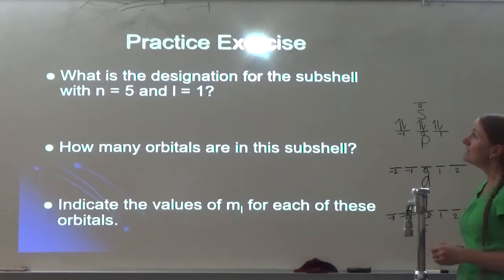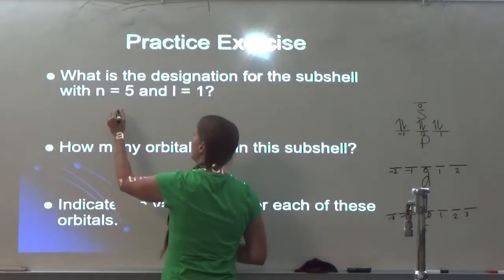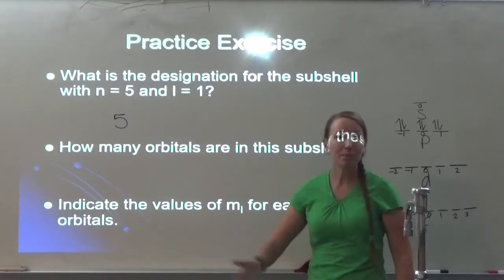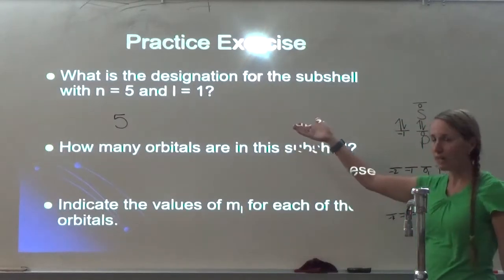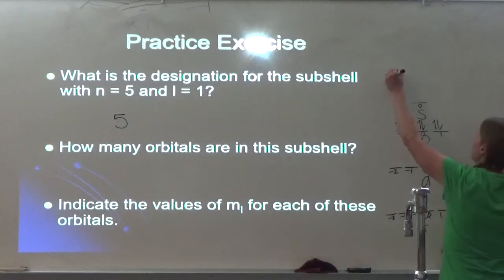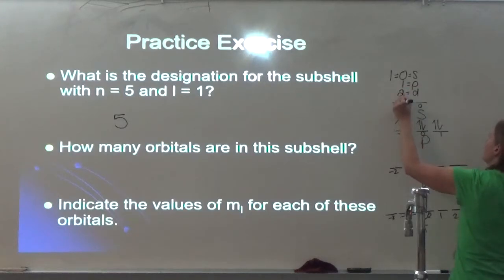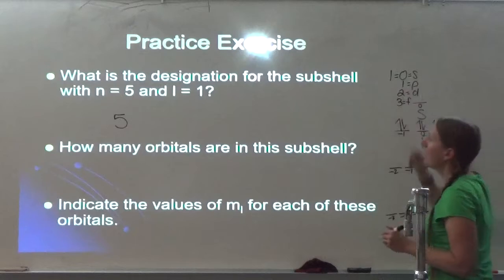All right, so it says, what is the designation for the subshell with n equals 5 and l equals 1? Okay, so remember, n equals 5 means it's going to start with a 5. So it's either going to be 5s, 5p, 5d, or 5f. But then it says l equals 1. When l equals 0, that is s. If l equals 1, that's p. If it's 2, that's d. If it's 3, that's f. So once it tells me l equals 1, I know that it's 5p.